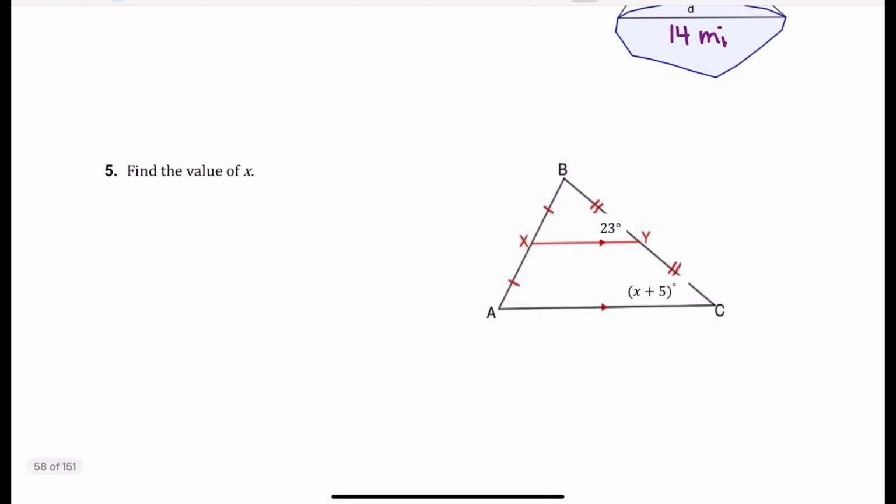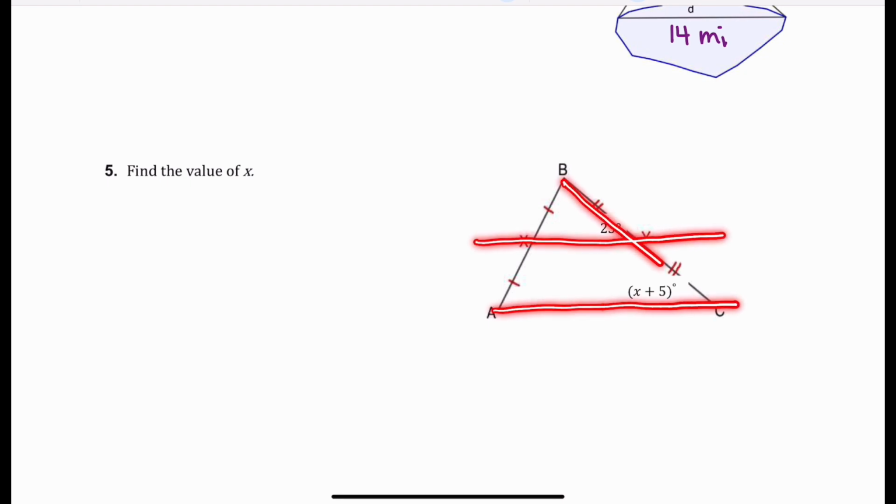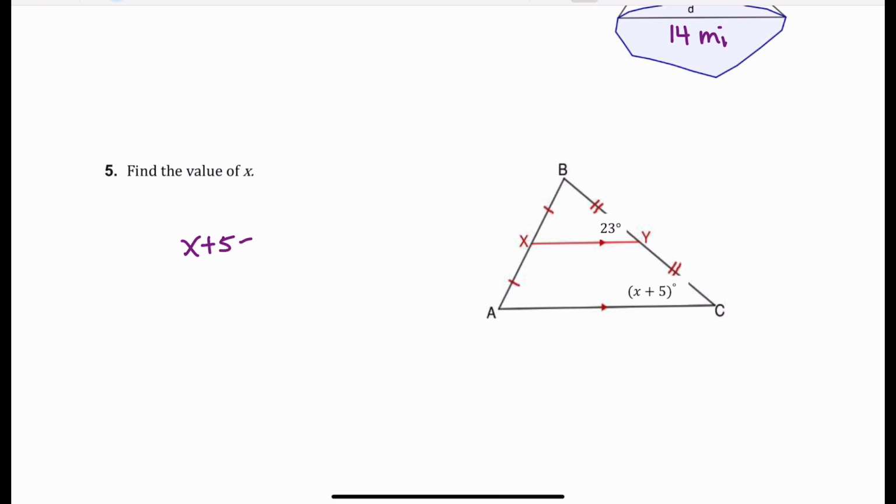Okay, number 5, we're going to find the value of x. Now, if I have parallel lines, I have a transversal here. If you have parallel lines and a transversal, these two are corresponding angles. So corresponding angles have to be identical. So this is 23 degrees, so this also has to be 23 degrees. So we can make the equation x plus 5 has to equal 23 degrees. We subtract 5 from both sides of the equal sign, and x is going to equal 18. 18 plus 5 is 23.